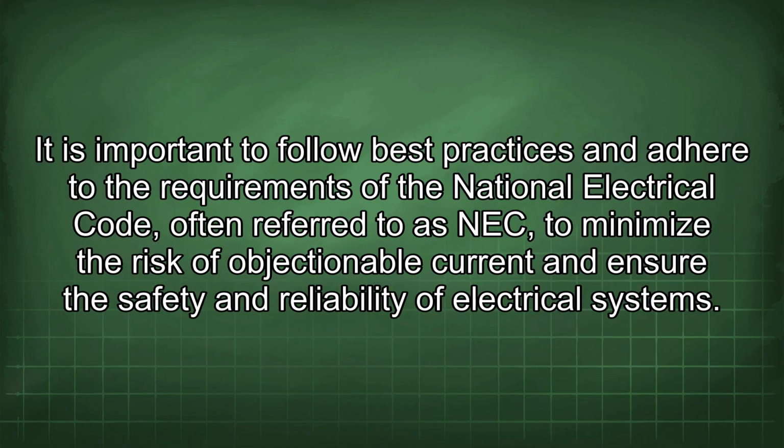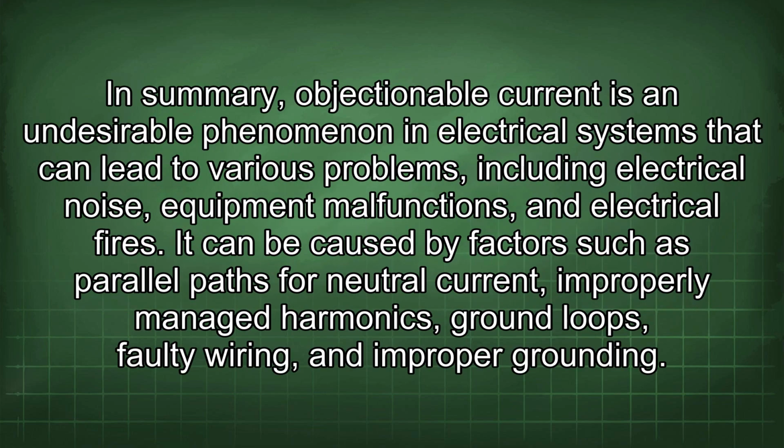It is important to follow best practices and adhere to the requirements of the National Electrical Code, often referred to as NEC, to minimize the risk of objectionable current and ensure the safety and reliability of electrical systems. In summary, objectionable current is an undesirable phenomenon in electrical systems that can lead to various problems, including electrical noise, equipment malfunctions, and electrical fires.